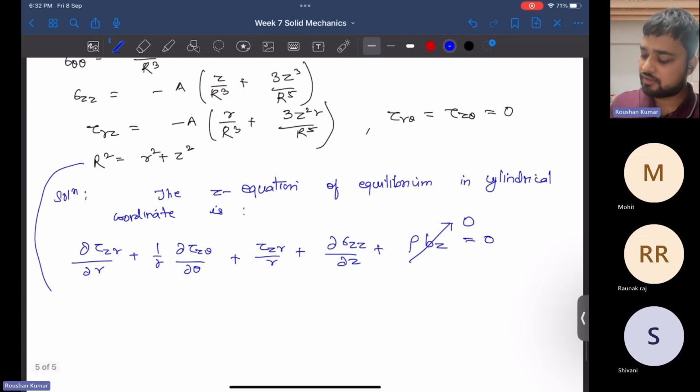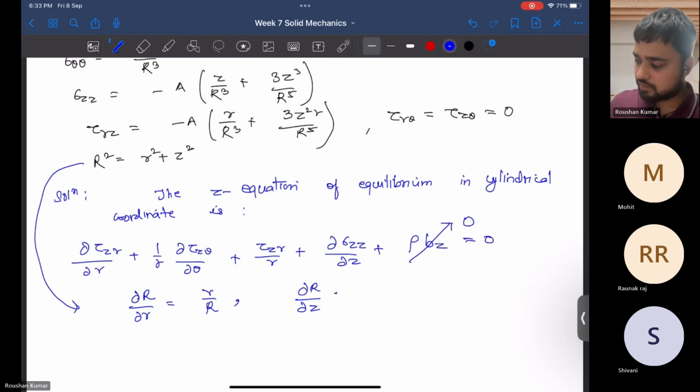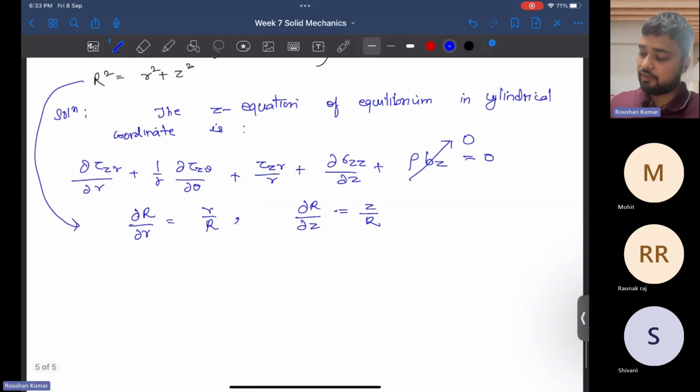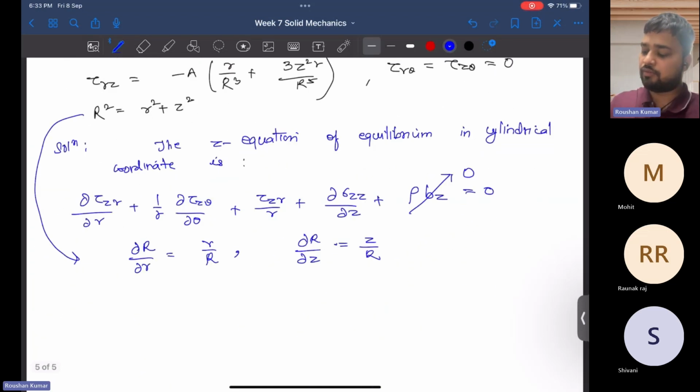And from this expression we can write del big R upon del small r equal to small r upon big R, and del big R upon del z equal to z by big R. So we have to find all these terms, that is del tau zr upon del r, del tau z theta upon del theta, tau zr upon r, and del sigma zz upon del z. So we will find these terms individually.